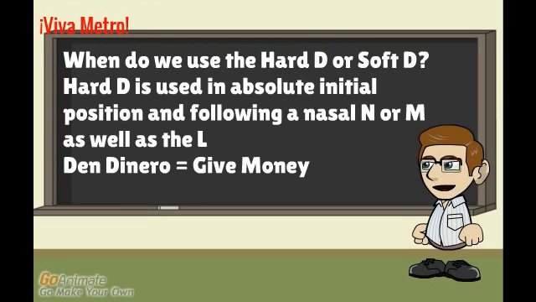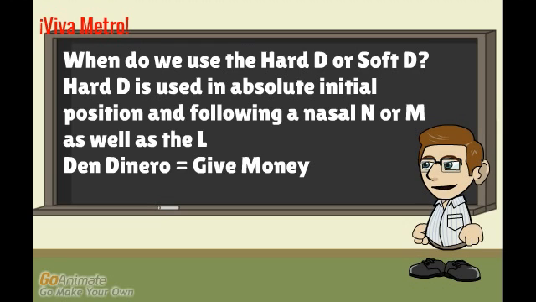Let's move on to the D. How do we know when to use the hard D and the soft D? The hard D is pronounced when in absolute initial position, like the B and G, but also within words and sentences if following a nasal consonant like M and N, or a lateral consonant like an L, as seen in the following example. Den, dinero.